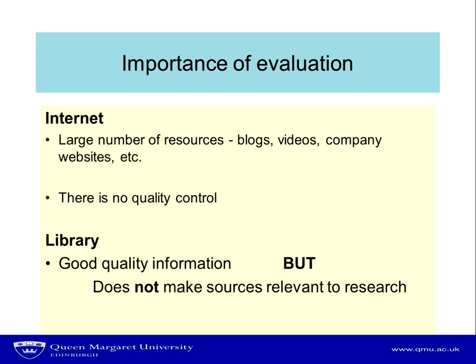In video 1, we looked at why it's important to give real careful consideration to any websites, any information that you've found by using a browser such as Google. Of course, there are a large number of resources, but there is no quality control on the web. So you need to make sure that you're doing your own evaluation, you're doing your own quality check. Using library resources, you've got far greater assurance of the quality of the information, but that doesn't mean that you should blindly use it without due consideration. You need to make sure the sources are going to be relevant to the research you're actually doing.